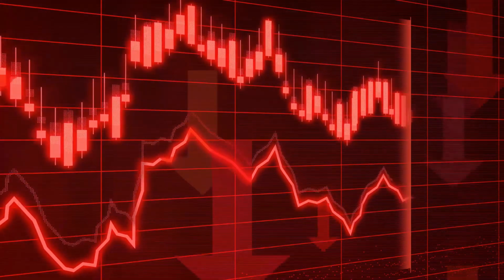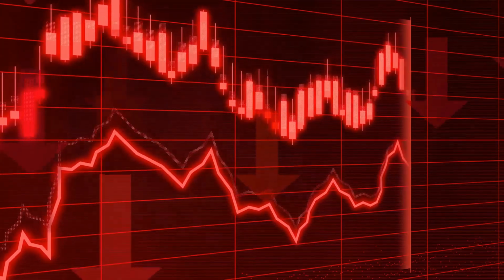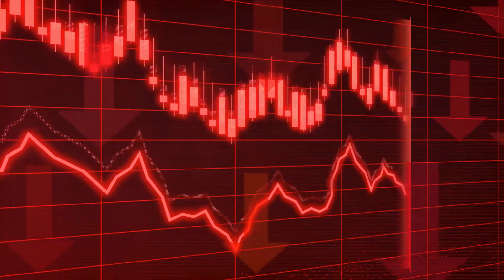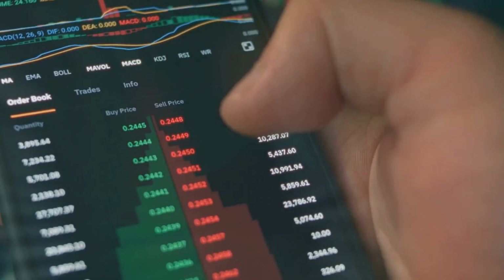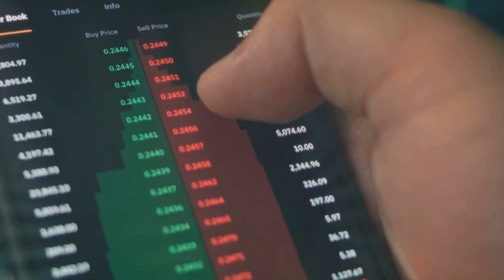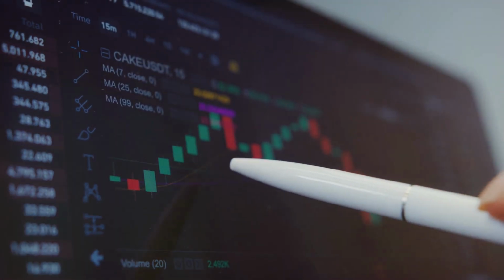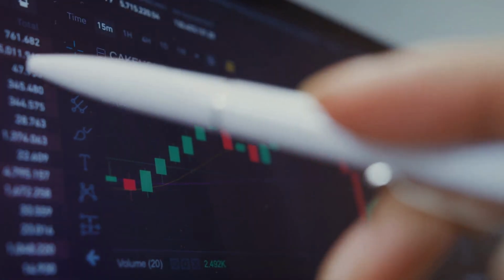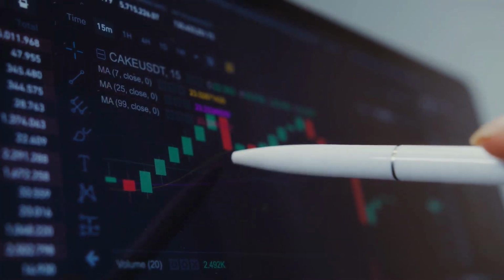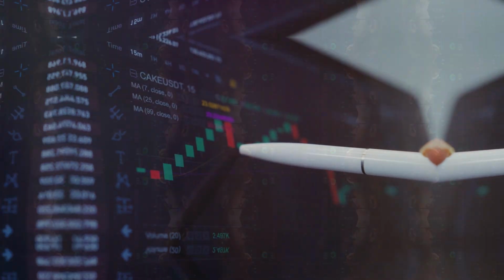Upper band. This is the middle band plus 2 standard deviations of the price. It represents the upper limit of price volatility. Lower band. This is the middle band minus 2 standard deviations of the price. It represents the lower limit of price volatility.